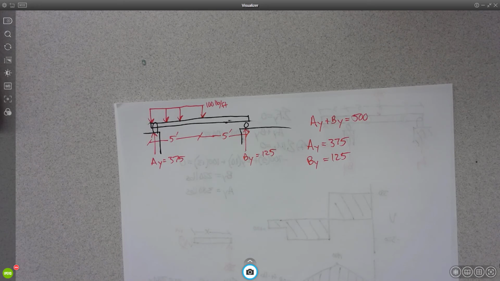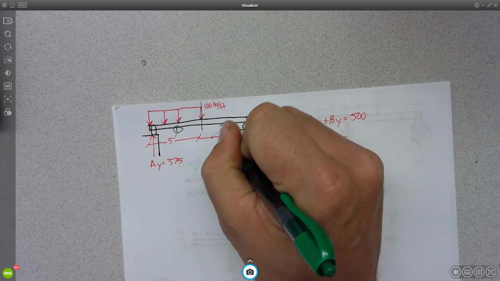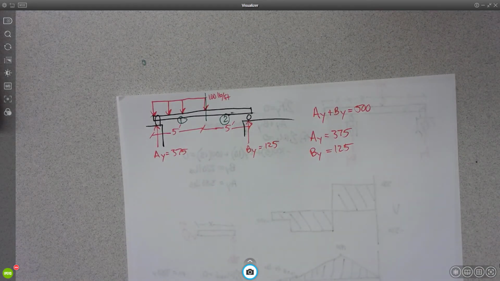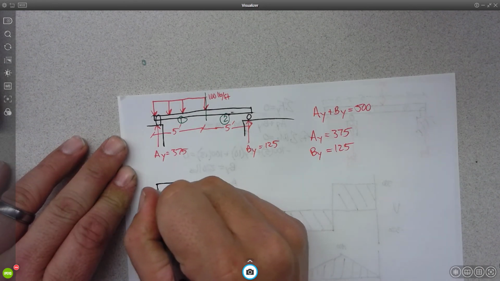How many load regions do I have? 2. Exactly right, Liana. Where are they? Yep. One here and another here. Okay. So let's draw the free body diagram for region 1.